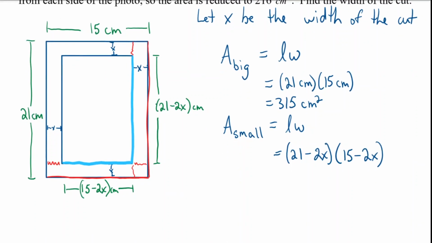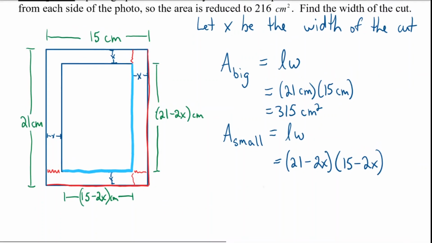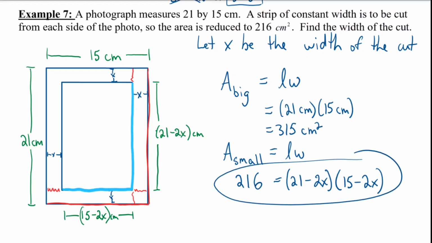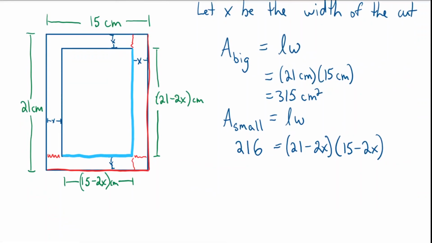All right, do we know what this small area is? We're actually given that, right? We're given in this question that our smaller area is 216 centimeters squared. So we now have an equation that we could solve and actually get what the x is. And as usual, what we're going to do is expand out these brackets, bring everything to one side, and either use the quadratic formula or factor to try and figure out what that x value is.